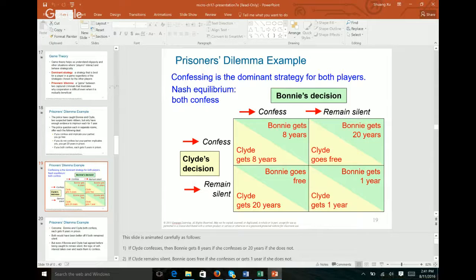Let's suppose that Bonnie knows Clyde will always confess. So Clyde always goes and confesses. Then what should Bonnie do? Now for Bonnie, if she chooses to remain silent, she gets 20 years. If she chooses to confess, she gets 8 years. So 8 years is better. Therefore, she also chooses to confess. So for Bonnie over here, it doesn't matter what Clyde does. She will choose to confess because confession is a better outcome compared to remaining silent.